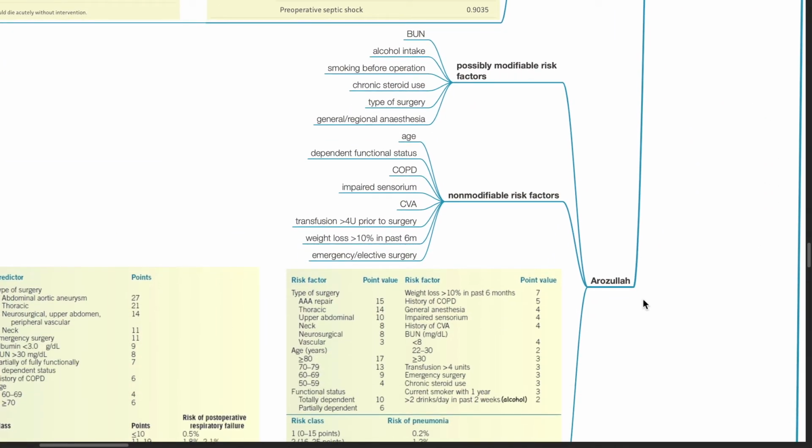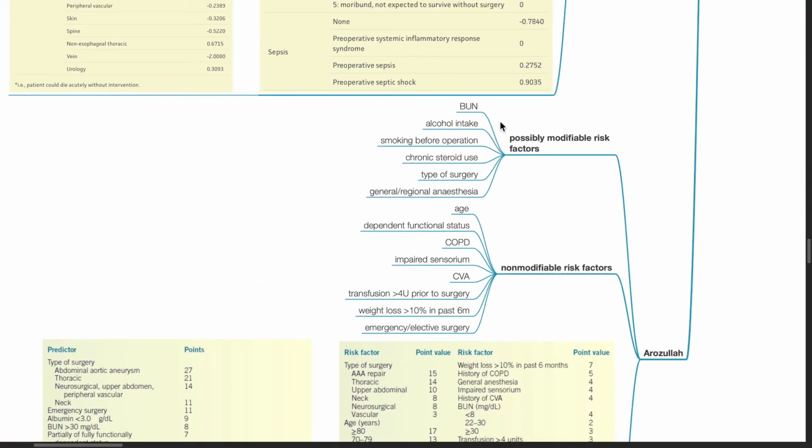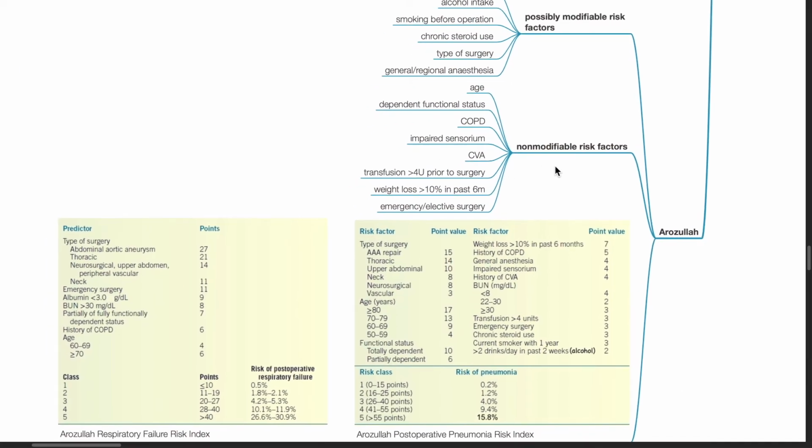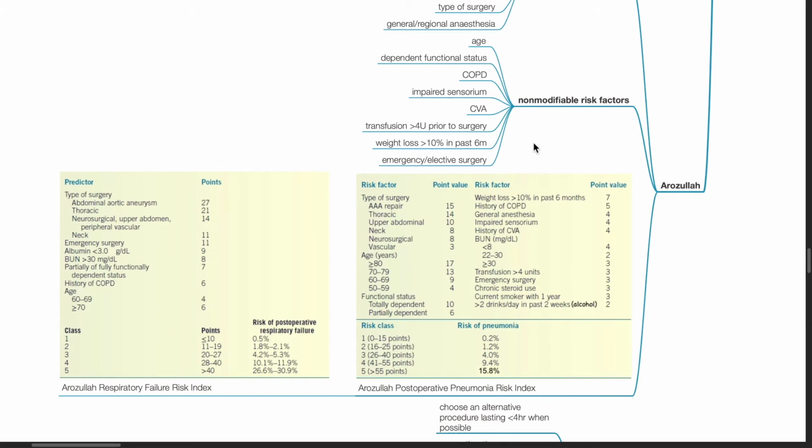Lastly is the Arozullah Score. Possible modifiable risk factors include urea levels, alcohol intake, smoking before operation, chronic steroid use before operation, type of surgery, and general or regional anesthesia. Non-modifiable risk factors include age, dependent functional status, COPD, impaired sensorium, CVA, transfusion of more than 4 units packed cells prior to surgery, weight loss more than 10% in the past 6 months, and emergency or elective surgery.